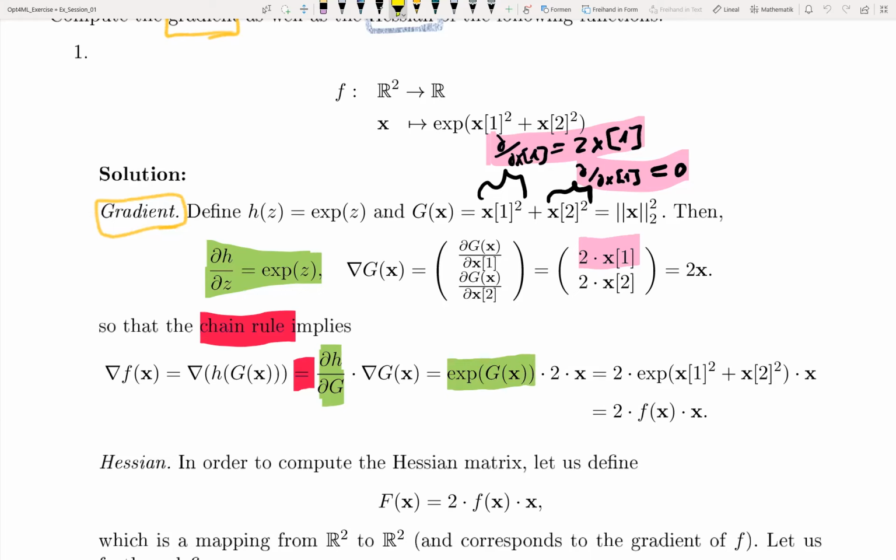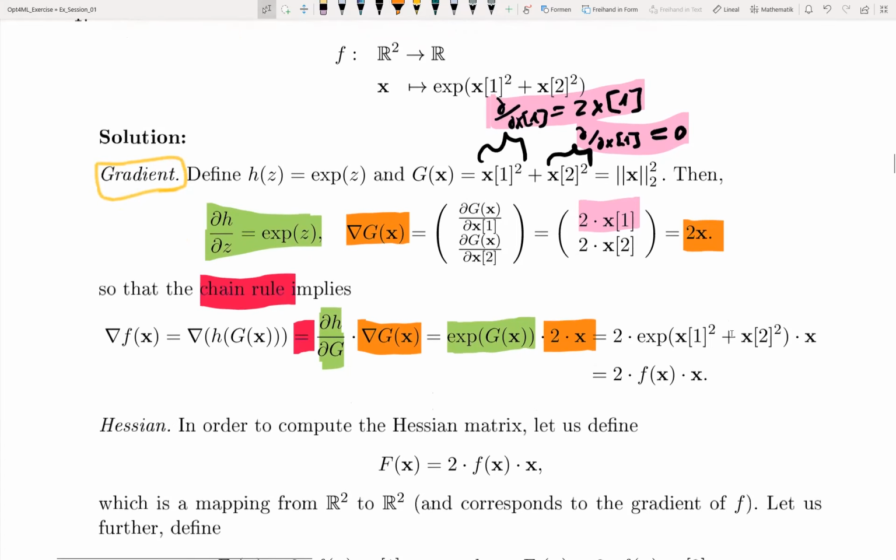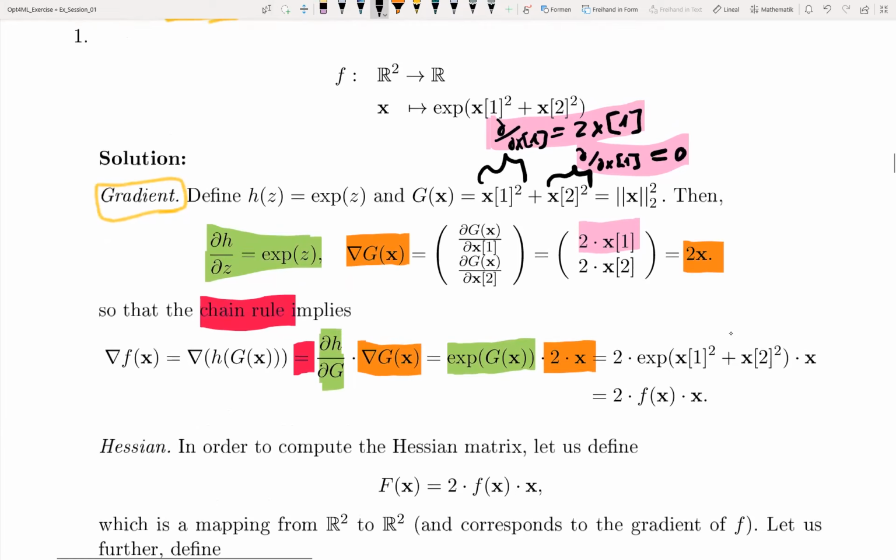And well, orange, great. What we have here, the gradient of g is 2 times x, computed already. So now plugging everything in, focusing a bit on the result, we see, okay, this here is again nothing else than f of x. So what we essentially get is 2 times f of x times x. This is the gradient of the function f.